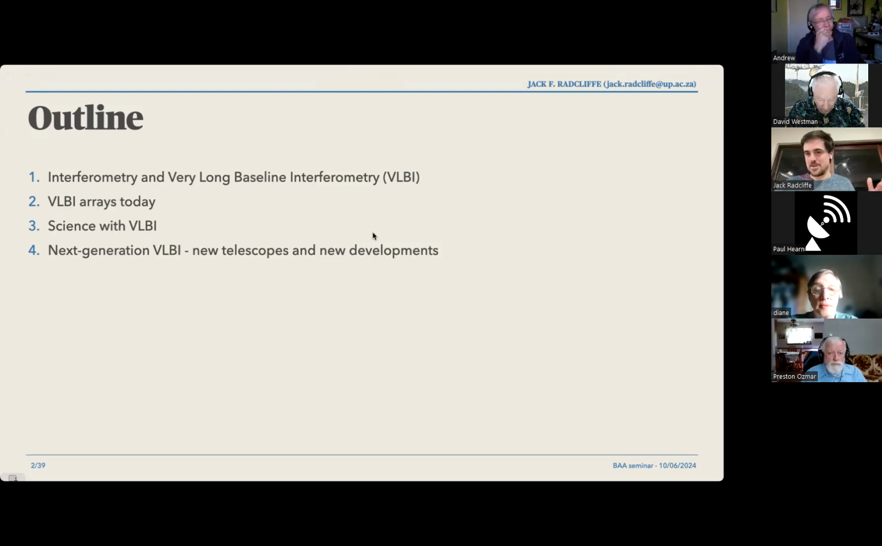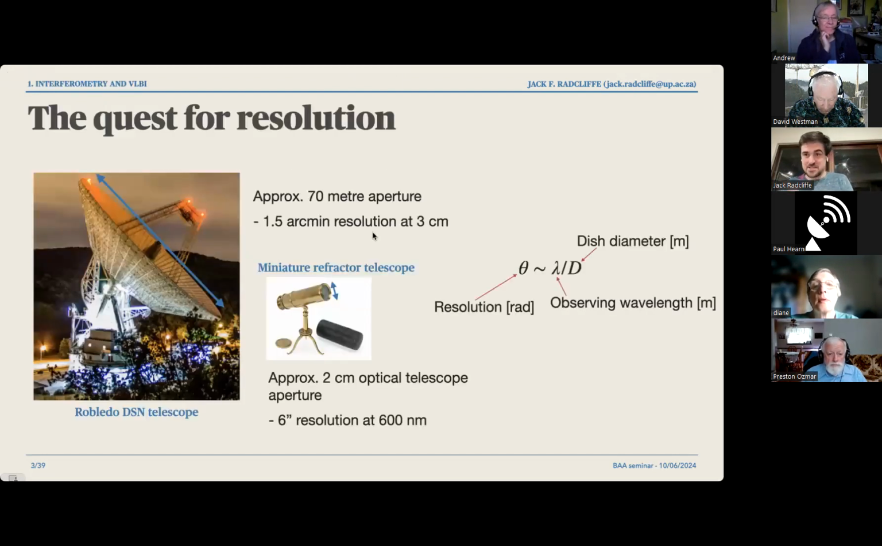So, of course, you know about interferometry before, but the key thing with interferometry was that we wanted to get high resolution. So this is the Robledo Deep Space Network Telescope. It's got a 70-meter aperture, and it has a resolution of about 1.5 arc minutes at a 3-centimeter observing wavelength. And if you take the tiniest refractor telescope in the Greenwich Museum, this has about a 2-centimeter aperture, and it has a 6 arc second resolution at 600 nanometers.